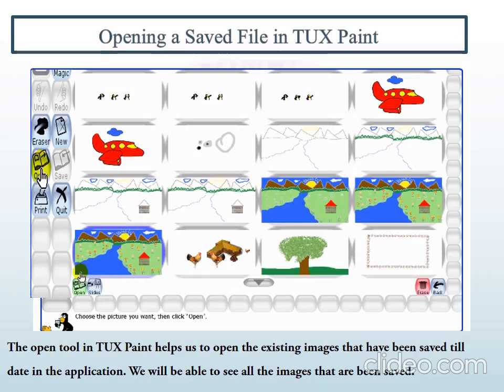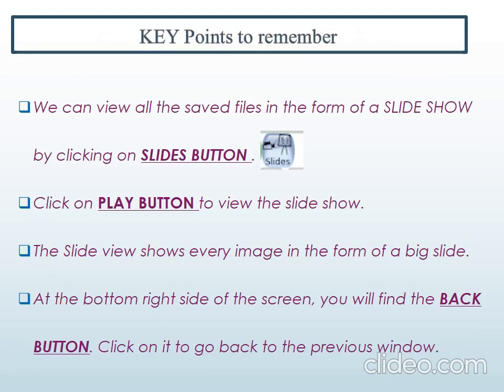You saved your drawing. How will you know how to open it? Yes, there's a feature called open in the toolbox. If you click onto the open button, there will be a variety of files. Whichever files you have saved in your Tux Paint will be displayed. If you click onto it, the saved file will appear. Till date, whichever files you have saved, it will show you, after which you will be able to see all the images that have been saved.